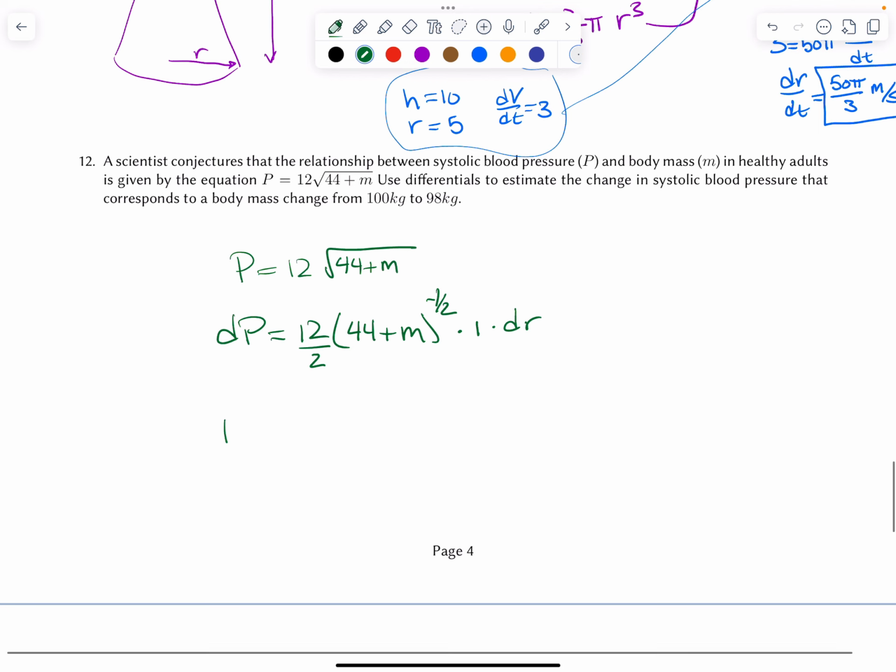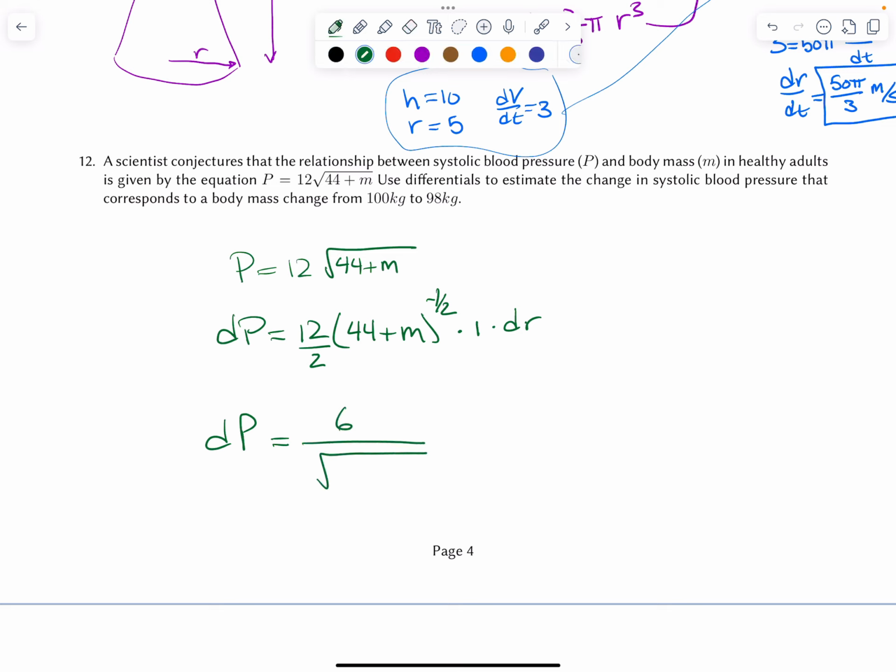Let me clean this up just a bit. Make this 6 over the square root of 44 plus m. And, oh, not dr. What am I thinking? It's dm. I don't know why I was thinking r. I think I was still thinking of that previous problem with the radius of that cone. Okay, it says that I'm decreasing my mass from 100 kilograms to 98 kilograms, which means that dm is equal to -2. And I want to know what's the predicted outcome for dP.